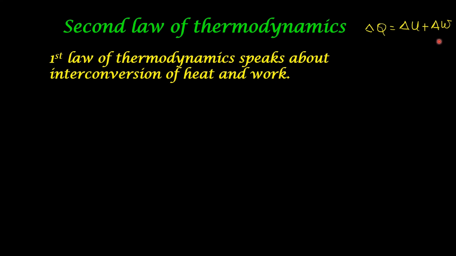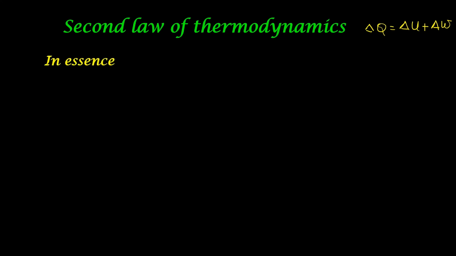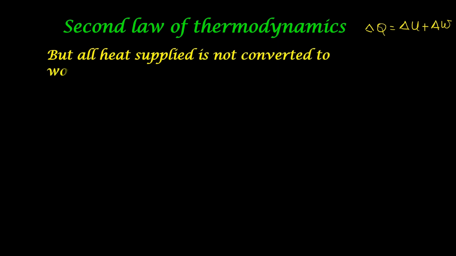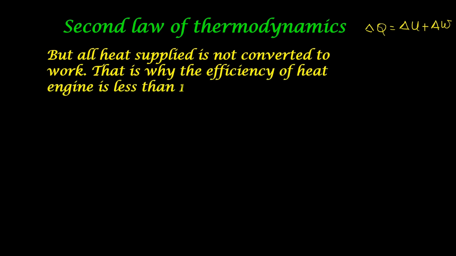So as per this law, that is the first law of thermodynamics, heat is not wasted. So as per this law, what is the idea that we get? We get the idea that in essence, this first law is the same as conservation of energy. But what happens here? When a heat engine works on the principle of the first law of thermodynamics, all the heat that is supplied to that engine is not converted to work done. Efficiency of the heat engine is less than 1. Some amount of heat is wasted. Therefore, all heat supplied is not converted to work done. That is why the efficiency of a heat engine is less than 1.